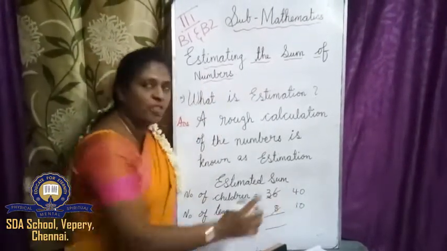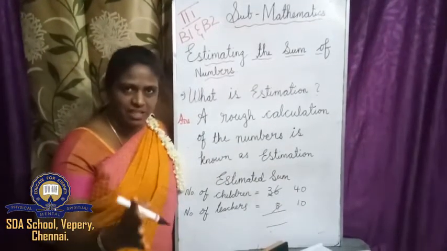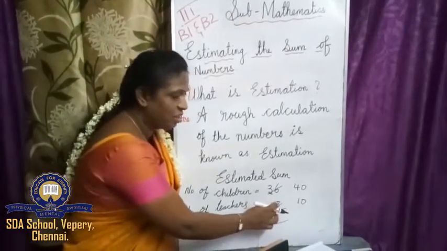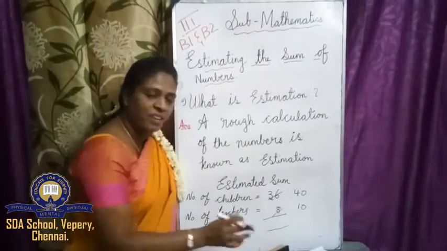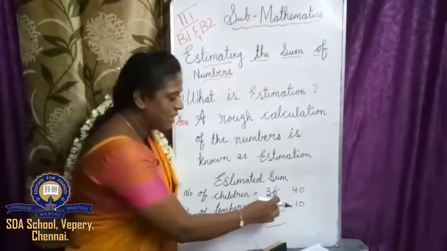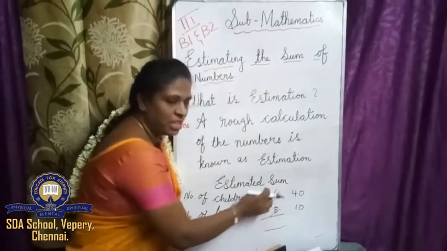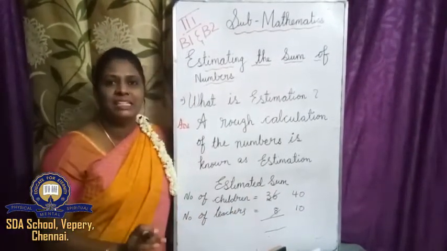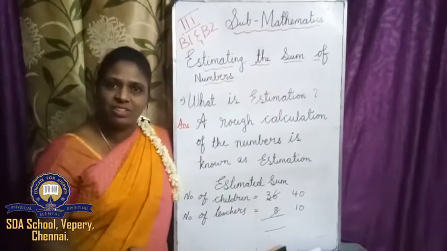Means here she is giving 4 chocolates extra, and here there are only 8 teachers. So instead of giving the correct 8 chocolates, she will give 2 chocolates extra. This is called estimation. Did you understand, children?